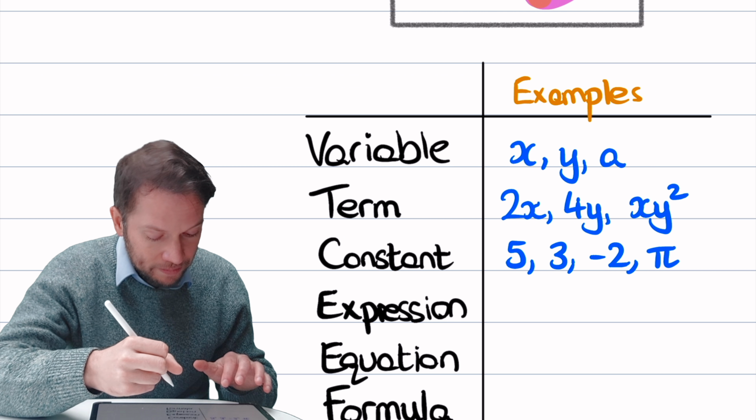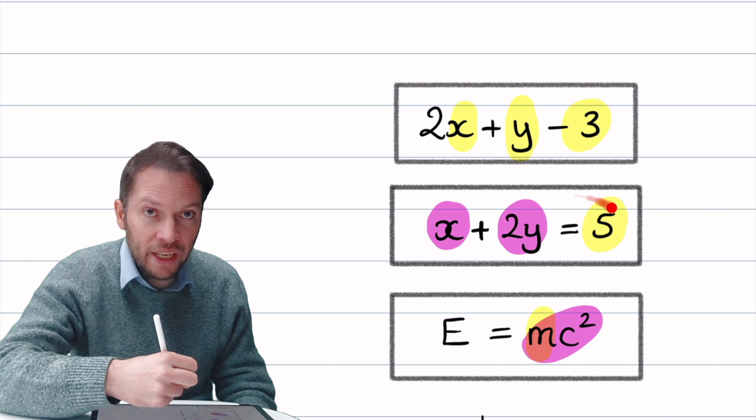So those are expressions. What about an equation? Now, an equation is when you have an equals. So can you see we've got an equals here? So this whole thing is an equation. You've got an equals here. So this whole thing is an equation. x plus 2y equals 5 would be an equation.